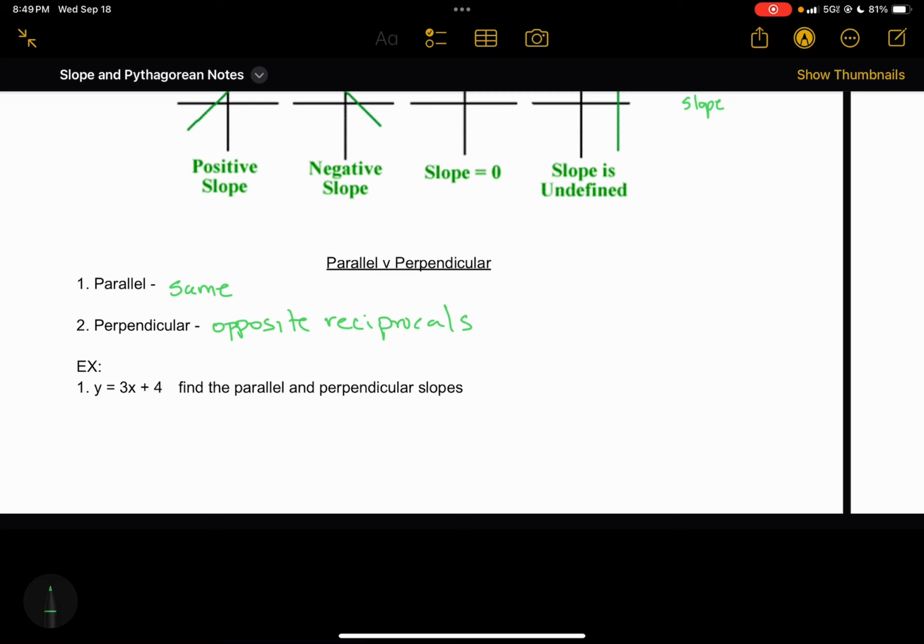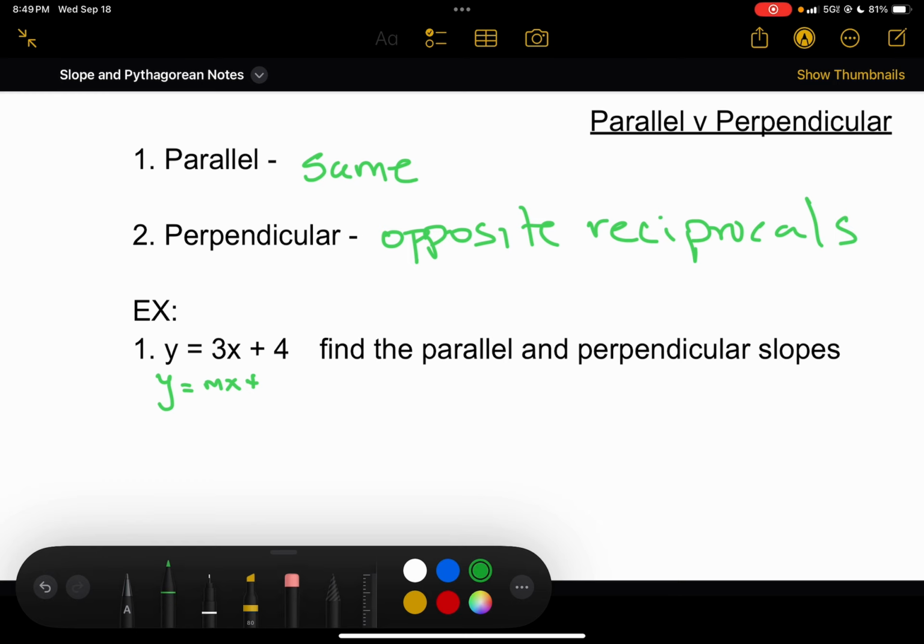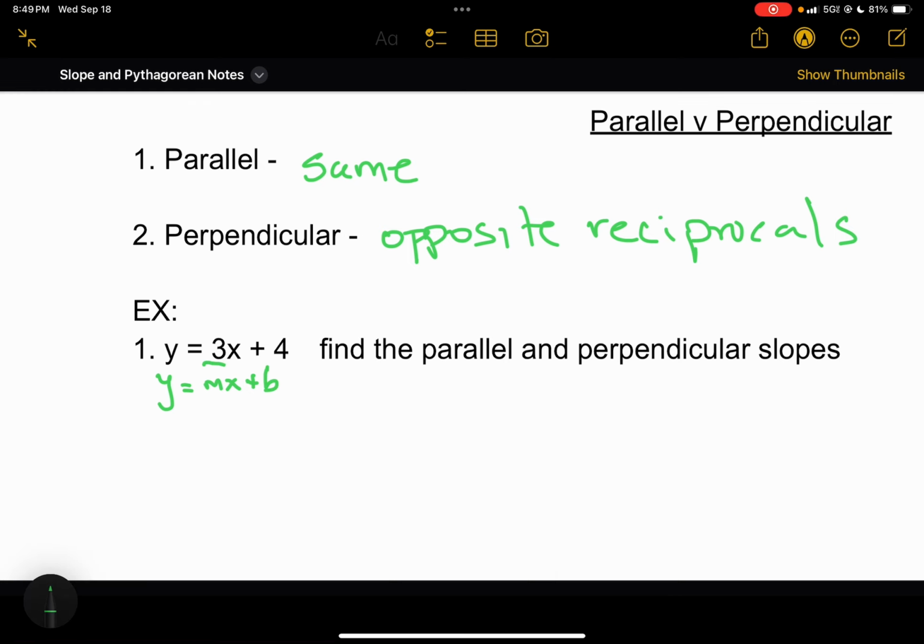So remember our equation is y equals mx plus b, b, not 4, plus b. So if I'm looking, this 3 then is in that spot of the m. So m is going to be 3. If it's parallel, remember we said they have to be the same. So my parallel slope is going to be 3.